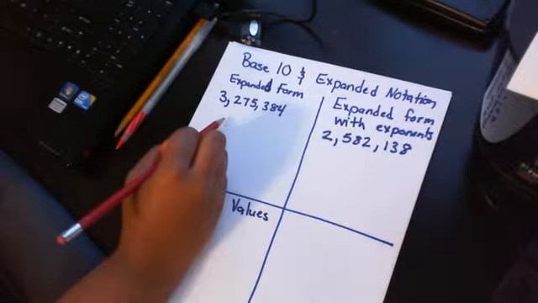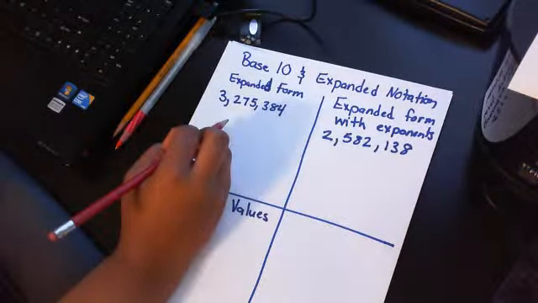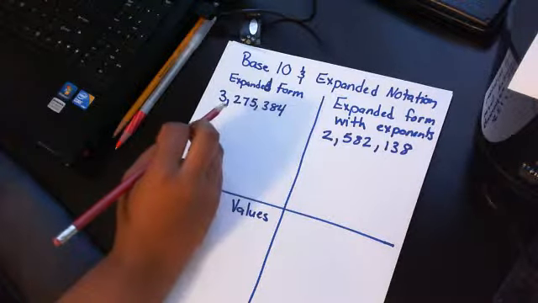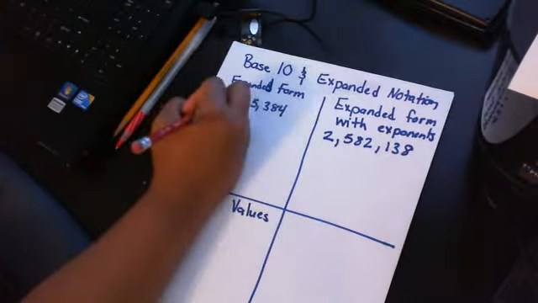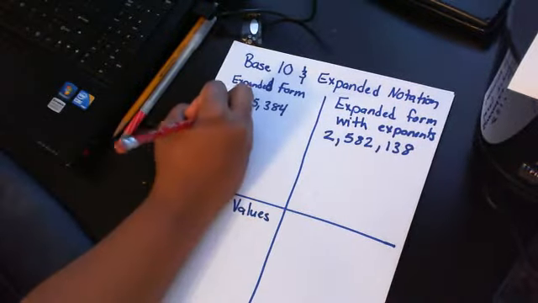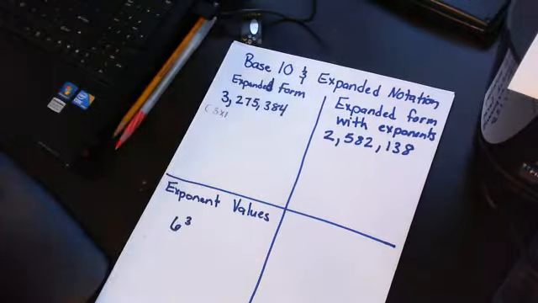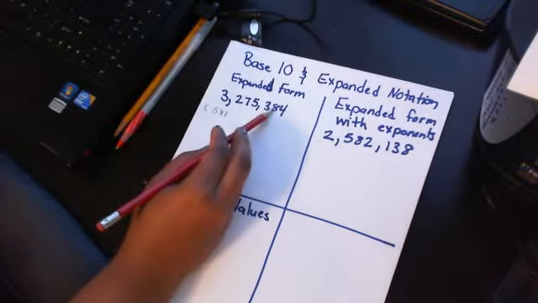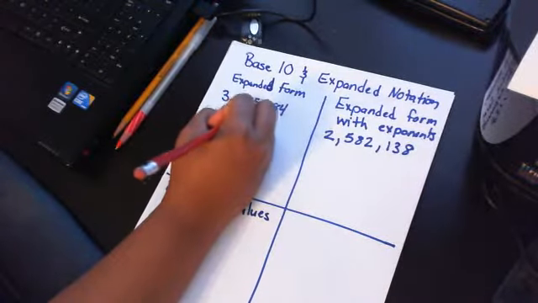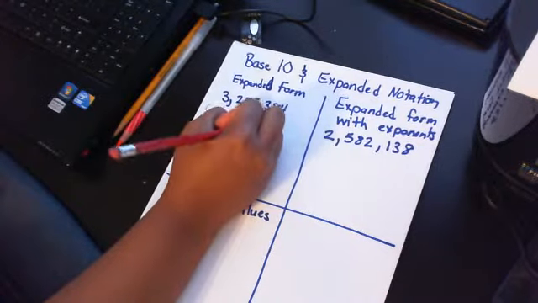So let's look at this number, 3,275,384. The directions told you to write it in expanded form. So this is when we start counting our zeros. How many numbers are behind the number we're writing? So we put a parentheses, 3 times 1, and then we count how many numbers are behind the 3. 1, 2, 3, 4, 5, 6. So then we put 6 zeros. Close parentheses.